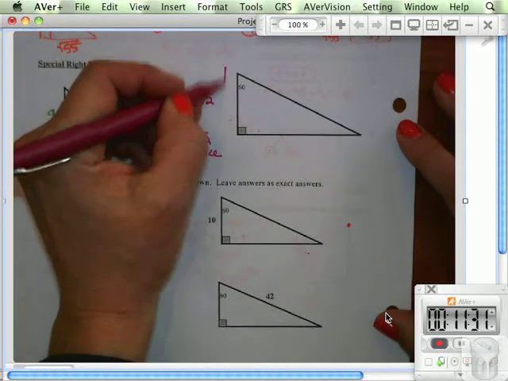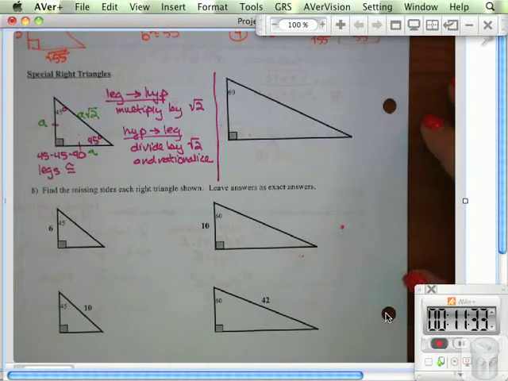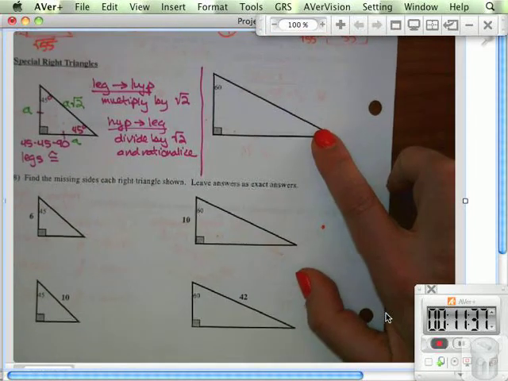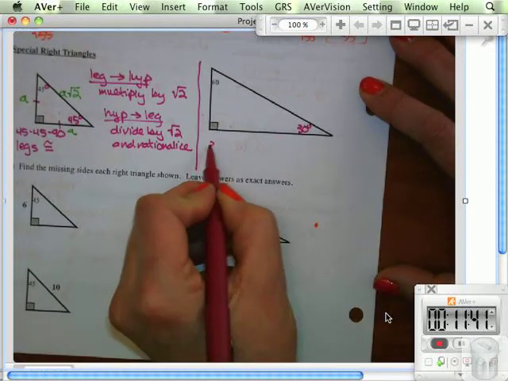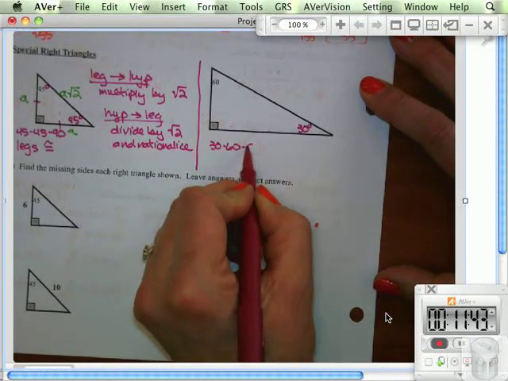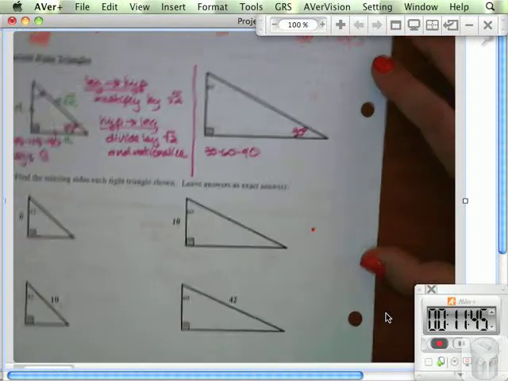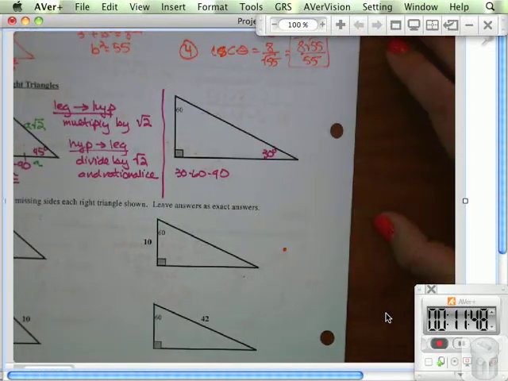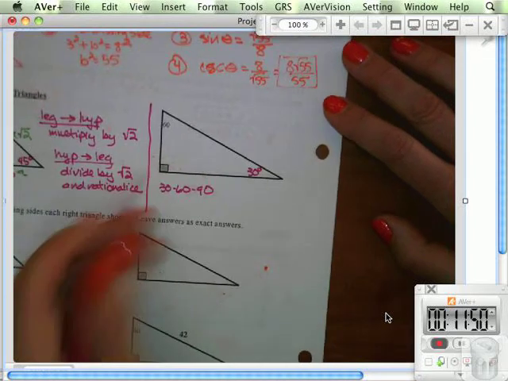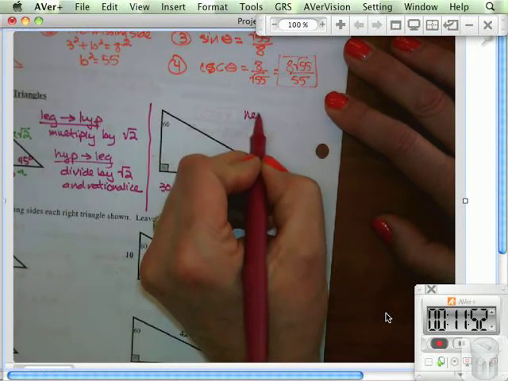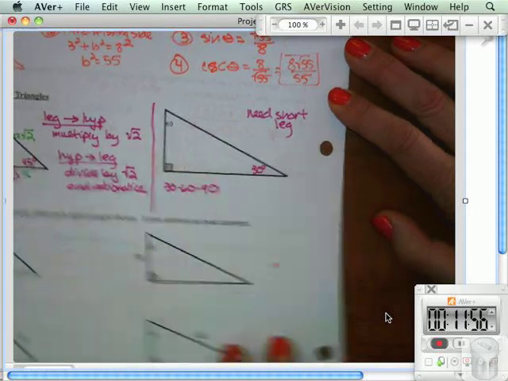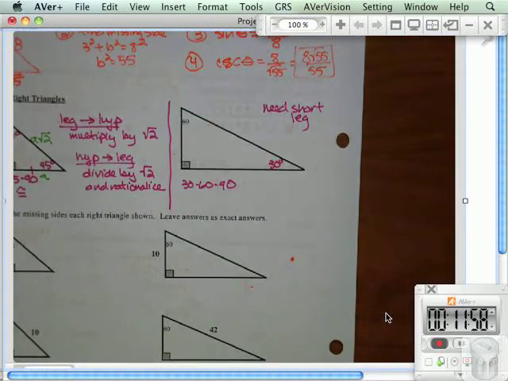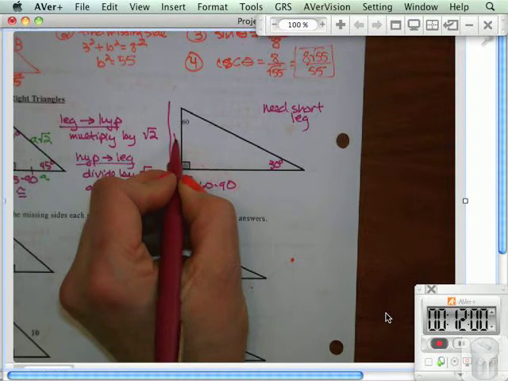All right. The other special right triangle. If this is 90, this is 60, what's this angle measure? 30. So the other special right triangle is 30, 60, 90. You always need the short leg. Sometimes you're given the hypotenuse and you can find the short leg or vice versa. But let's start with the short leg. We'll label that B.